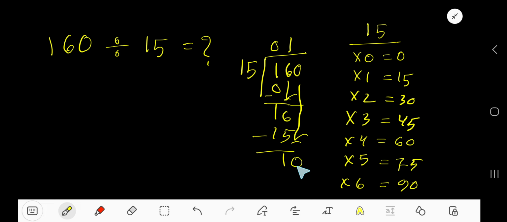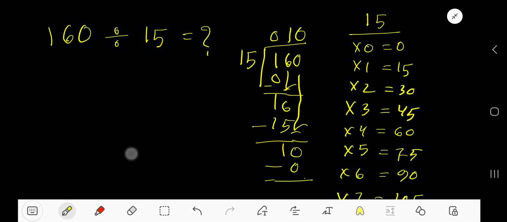So 15 goes into this 10 how many times? Actually 0 times, as 10 is less than 15. 0 times 15 is 0. Subtract, you are getting 10. So our answer is 10, remainder 10.